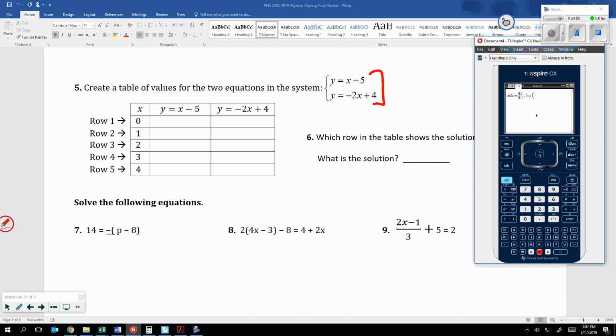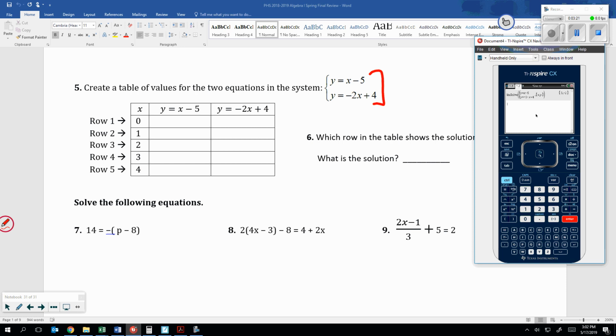So y equals x minus 5. And our second equation is y equals -2x plus 4. And we get that our solution is (3, -2).